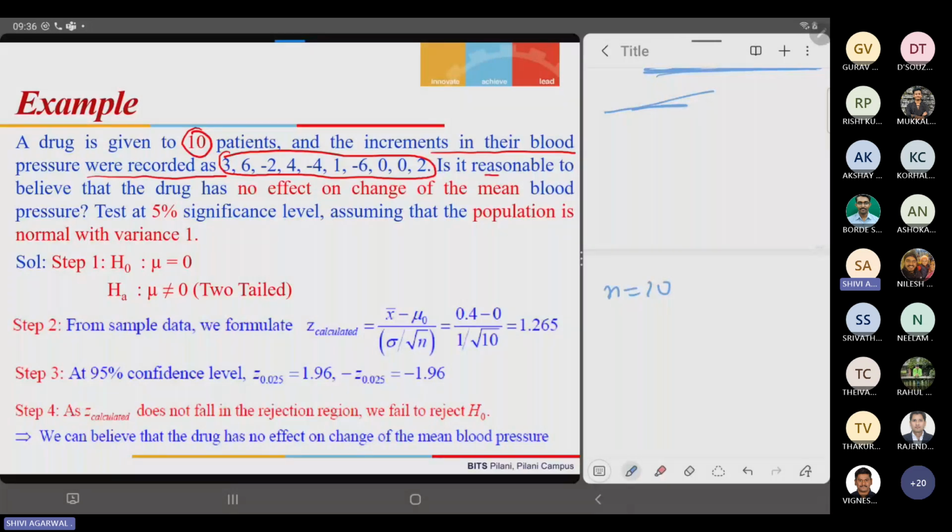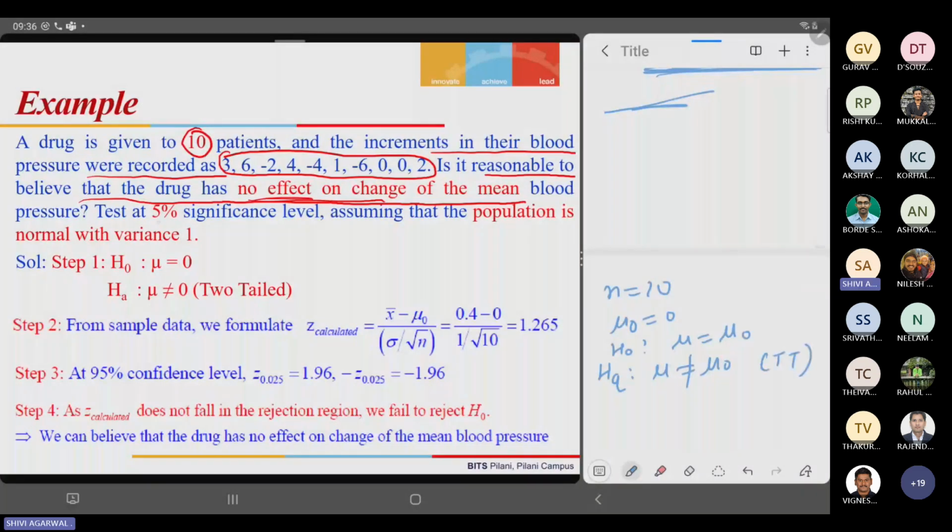Okay. Is it reasonable to believe that the drug has no effect on change to the mean? So we are just talking about mu naught is equal to 0. If there is no change in the mean, but if it is changed, then mu is not equal to mu naught. So HA will become mu is not equal to mu naught. And then H naught will become mu is equal to mu naught. Correct? So this is the two-tail problem.